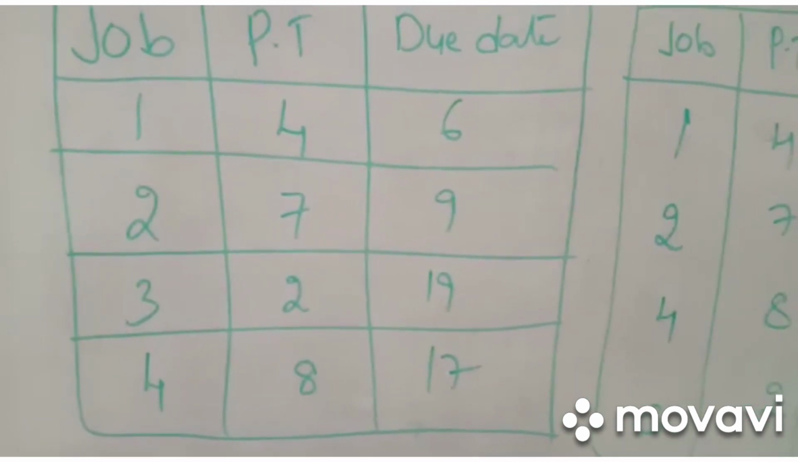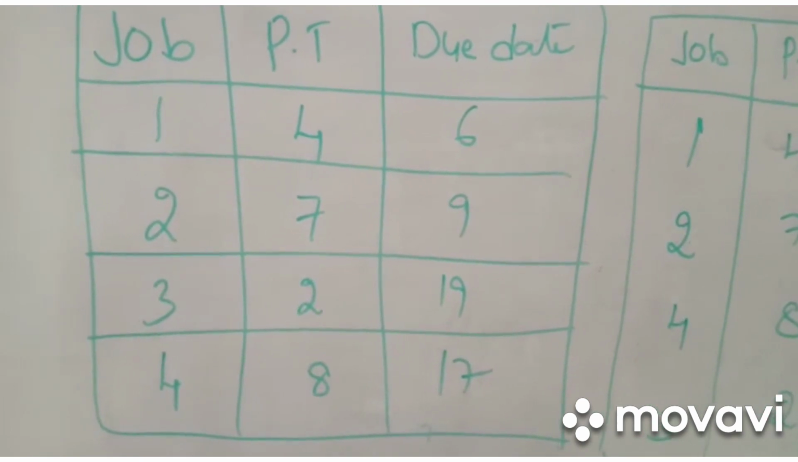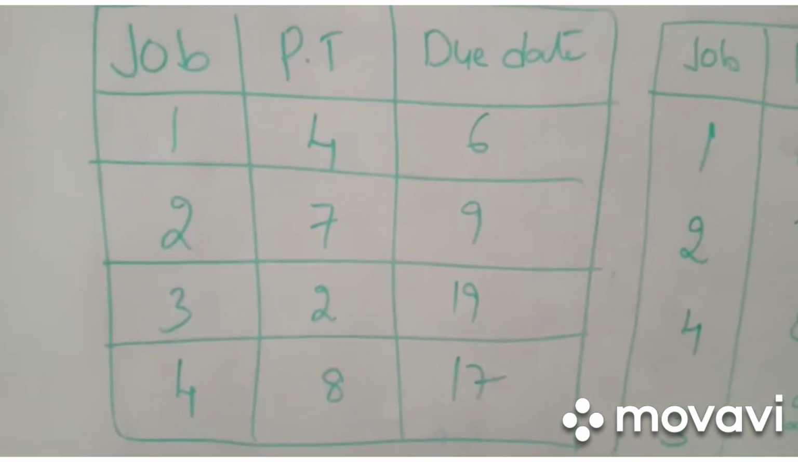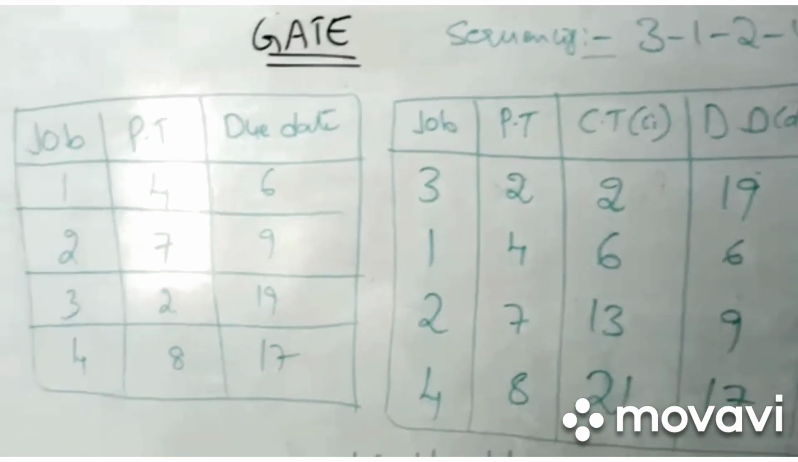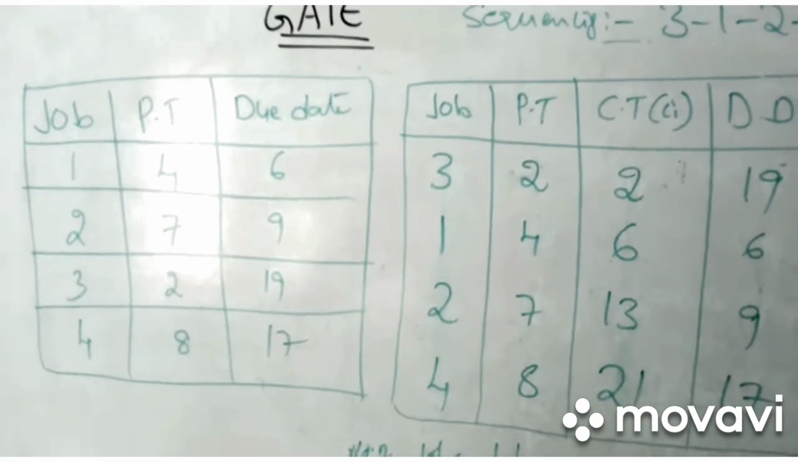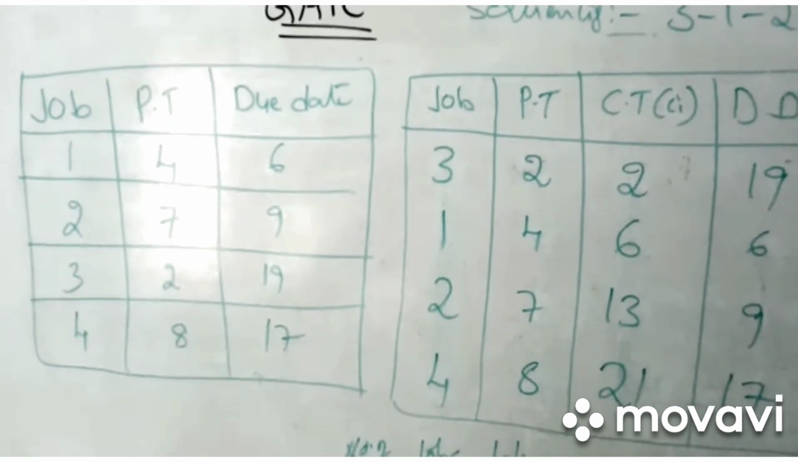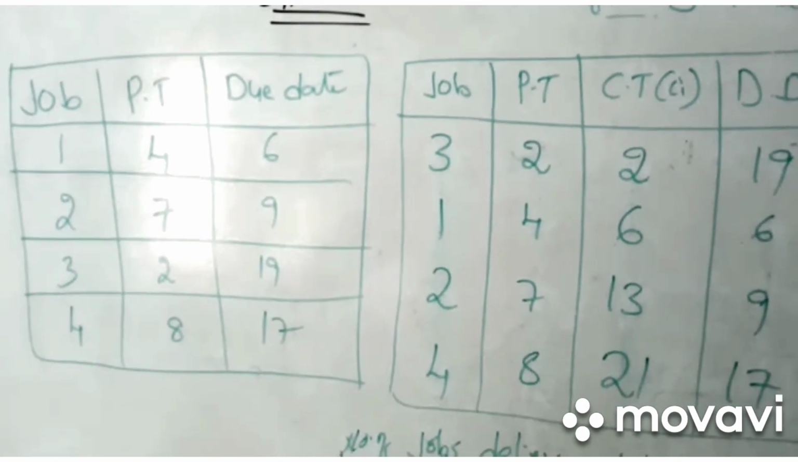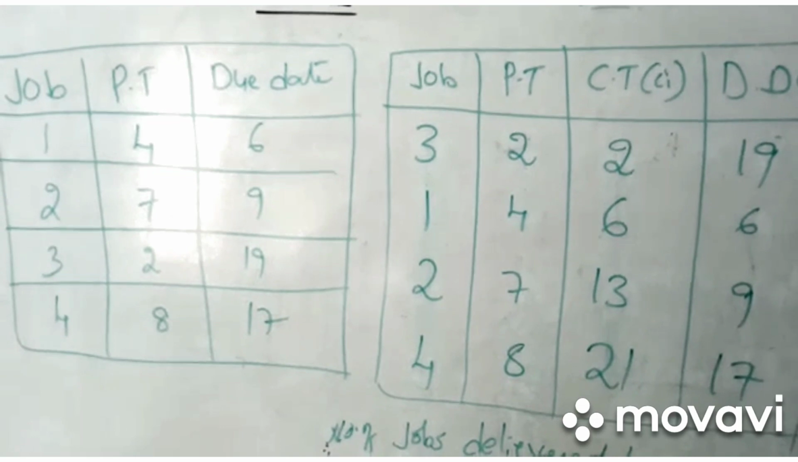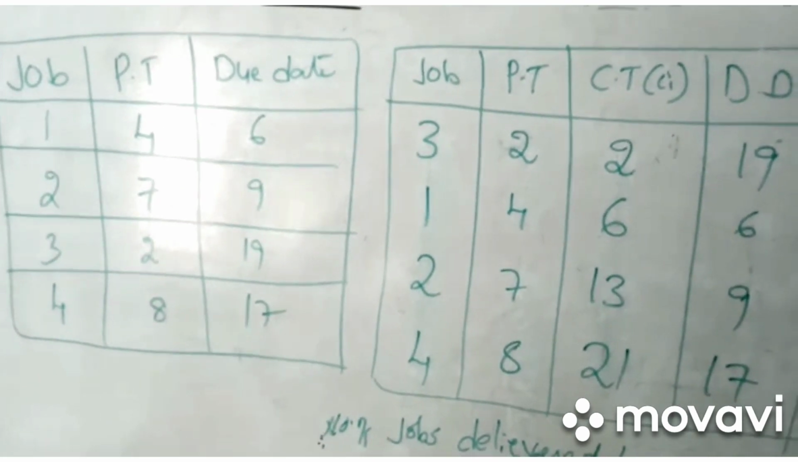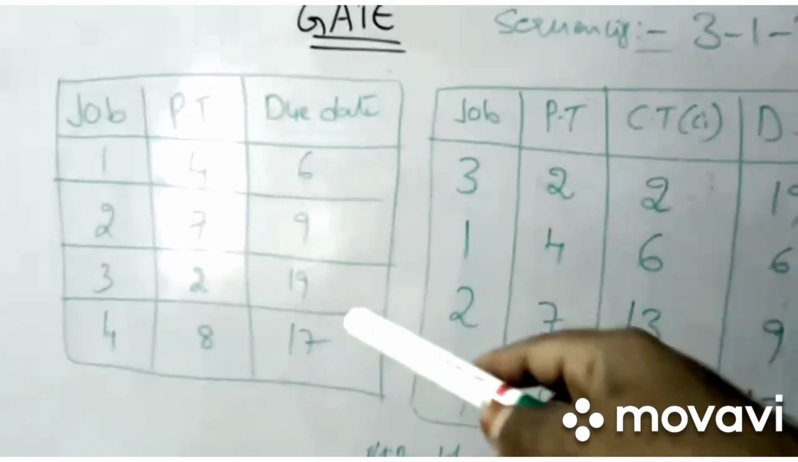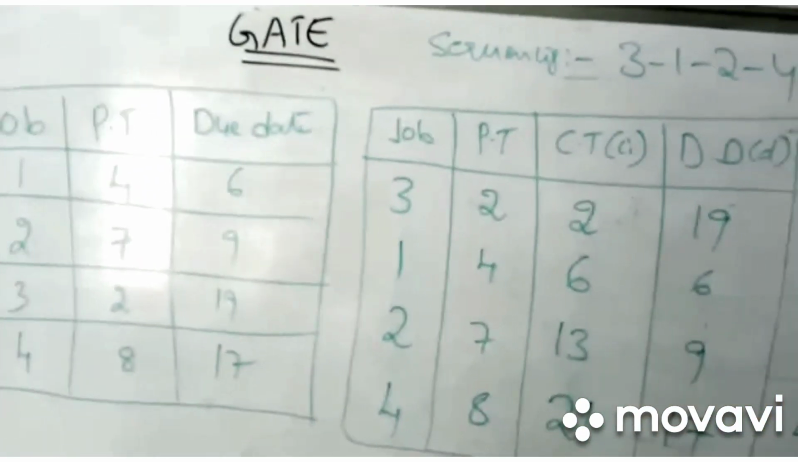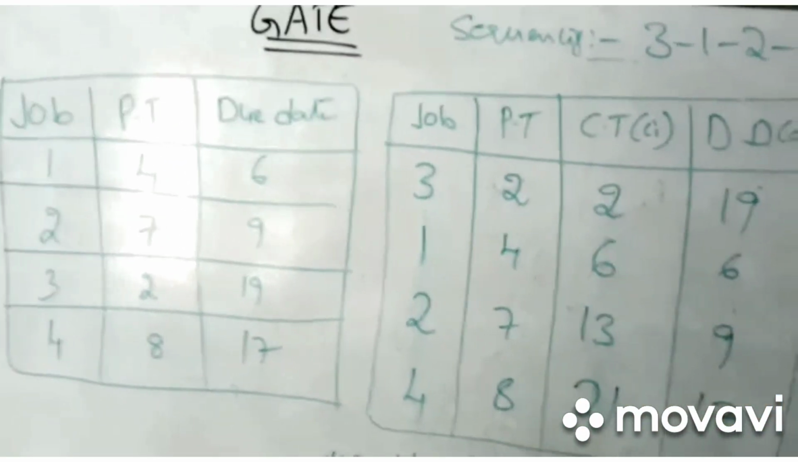In the next class, you try to solve the problem based on the SPT rule for the same relation. So in this class, in this problem, we try to solve by using the SPT rule, shortest processing time. In the previous one we applied earliest due date. Same procedure, same formula, the same problem, but now we are applying the SPT rule, shortest processing time.